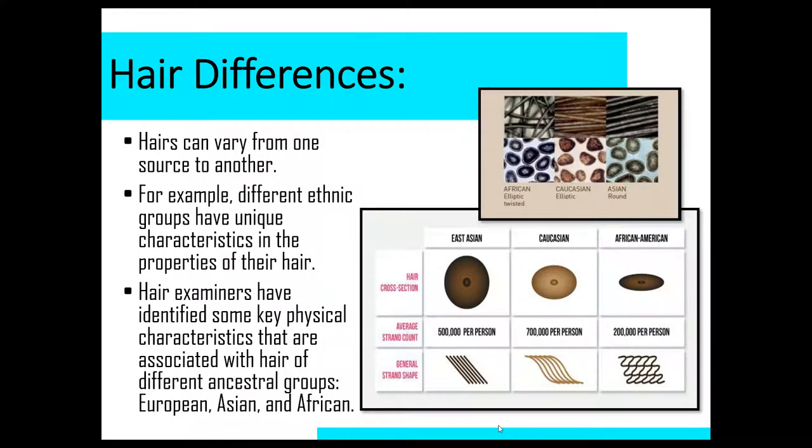Again, hairs can vary from one source to another, and you can see that on these graphs. So for example, different ethnic groups are going to have unique characteristics to that group. Again, you can see it on the graph, so you can see the different characteristics that are associated with different ancestral groups like European, Asian, African groups. And you can see how the hair samples look different under different types of microscopes. You can also see the difference in the average strand count, the general texture of the hair.